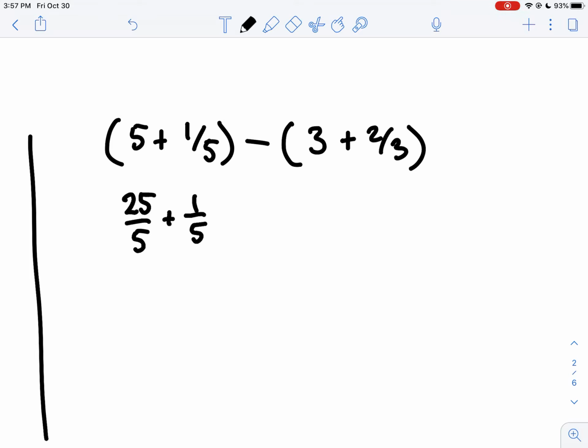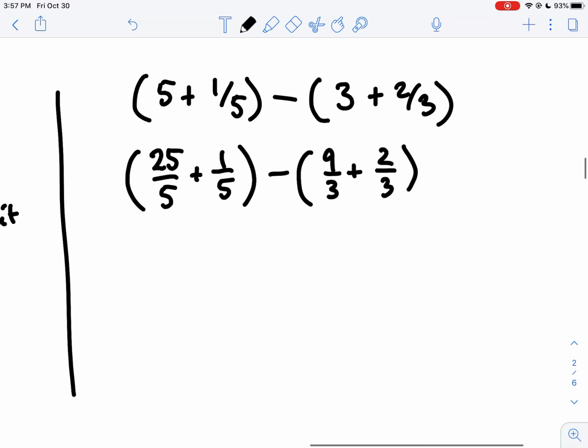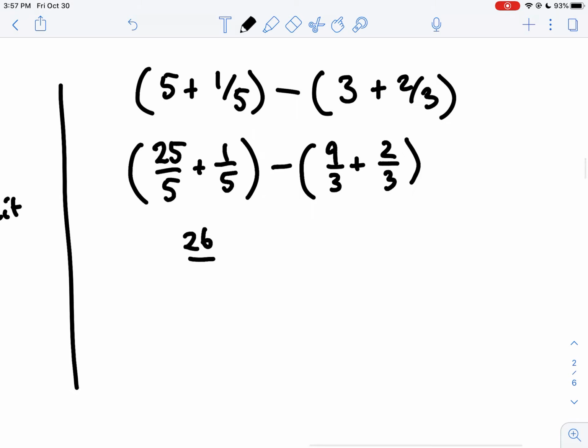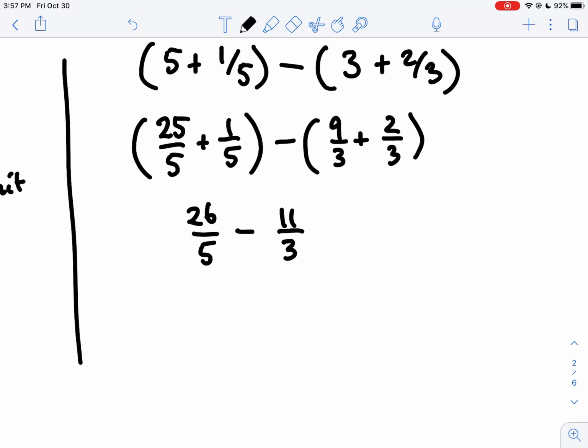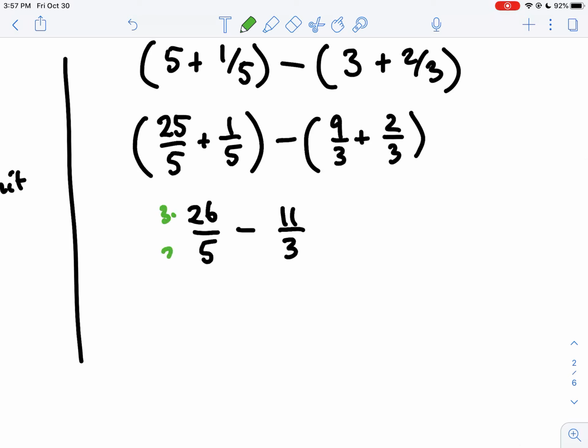So we have this mixed number, 25 fifths plus 1 fifth minus, and then 3 is the same thing as 9 thirds. And we're going to add that to 2 thirds. And so we get 26 fifths minus 11 thirds. And no more parentheses are needed. Now I just need to get a common denominator. Again, this time, 15 will be our common denominator.